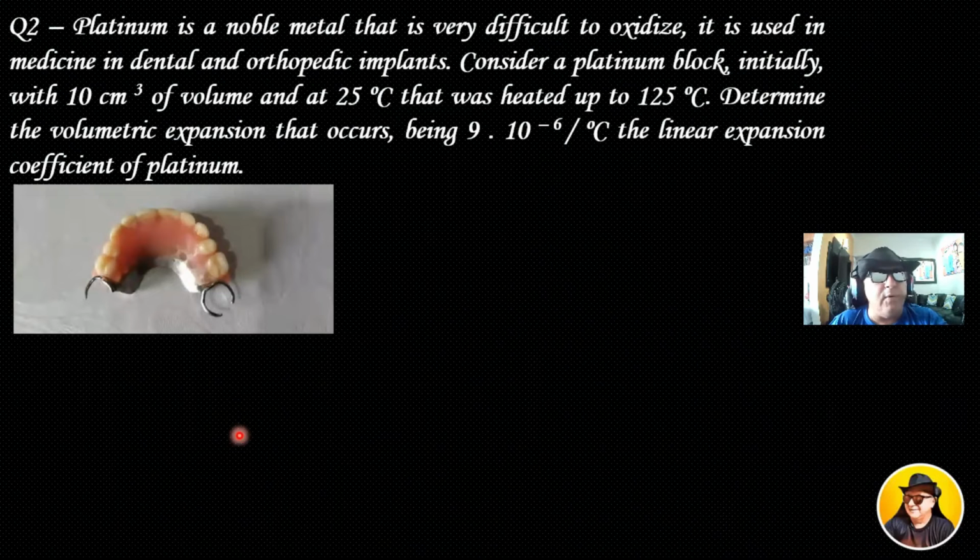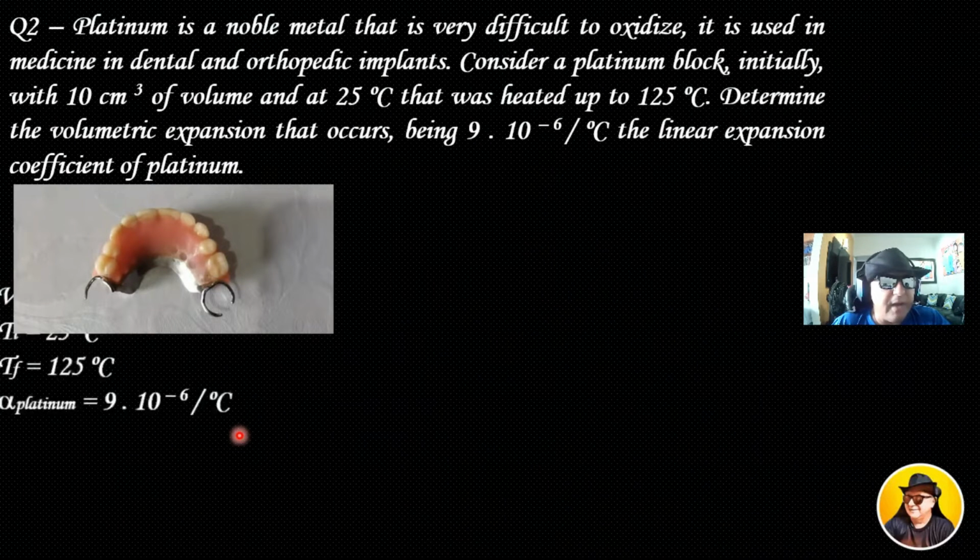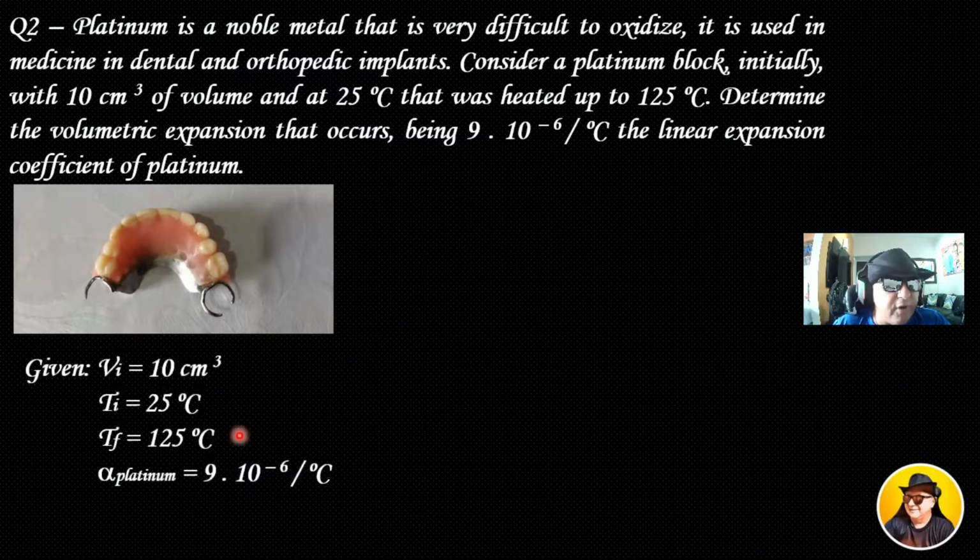Let's see. As always, here we have only an illustrative picture. And what was given? Initial volume, initial temperature, final temperature, and the alpha of platinum. Pay attention. This is something the problem gives in order to make you make a mistake. Okay, they did not give you gamma, they gave you alpha. Okay, so we have to pay attention. We have to convert. Okay, just 1 minute. Let's see what is required, the change in volume.